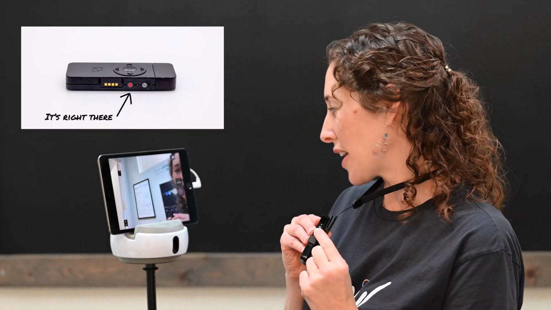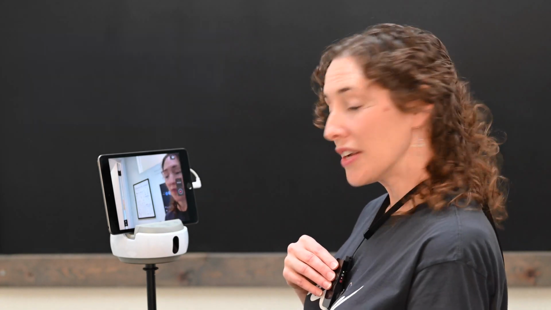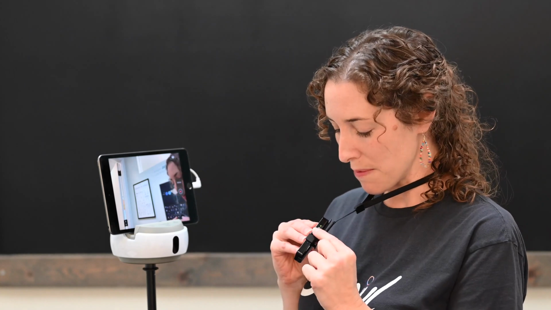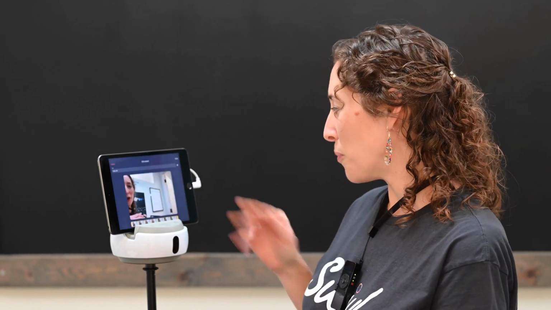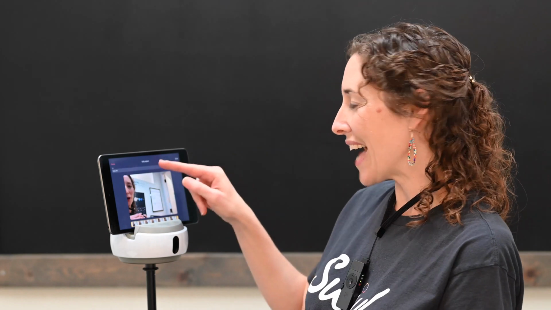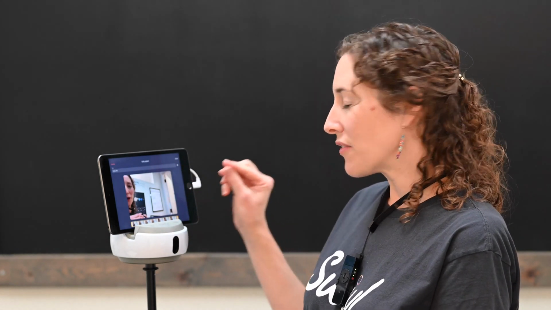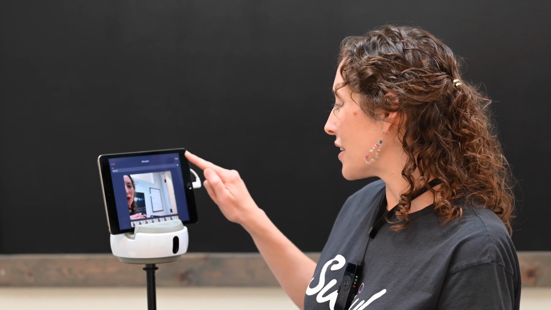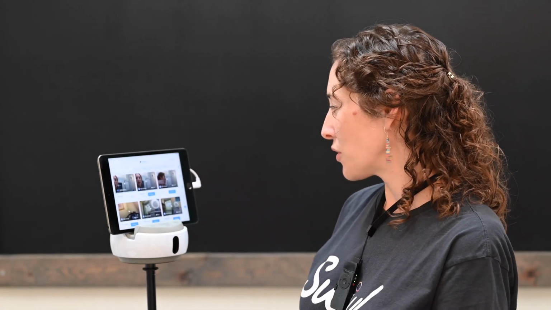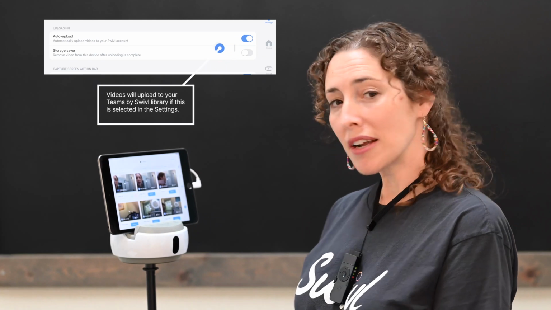This will start recording. When I'm finished with my recording, I'll tap the red button again, and it will open a thumbnail screen where I can edit the title of the video or lightly trim the video. When I've completed my edits, I will click Done at the top right-hand corner. Since I'm logged into my Teams by Swivl account, this video will automatically upload to my library. If I have not logged in, the video will be stored on my device.